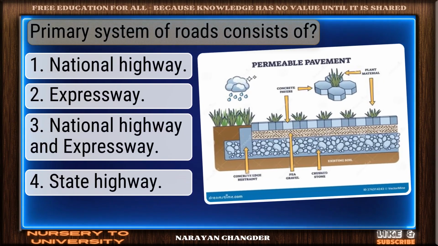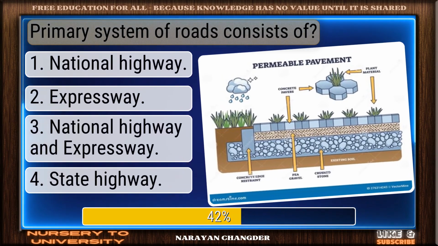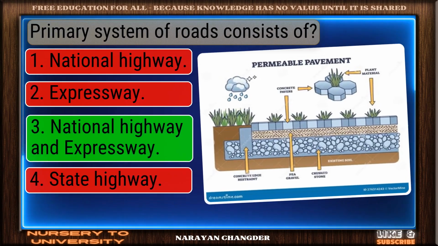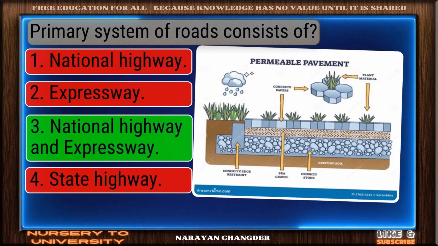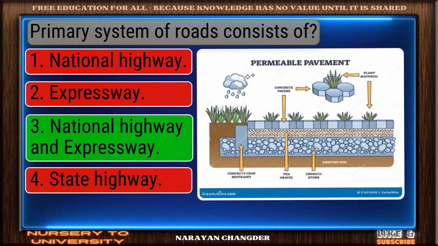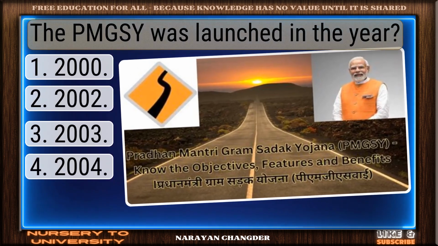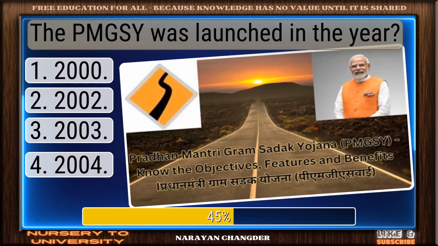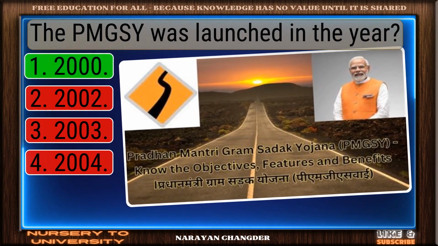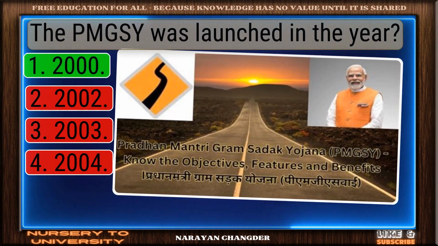Primary system of roads consists of... Well reasoned. National Highway and Expressway is the correct choice. The programme was launched in the year... Smart move. 2000 is an accurate answer.